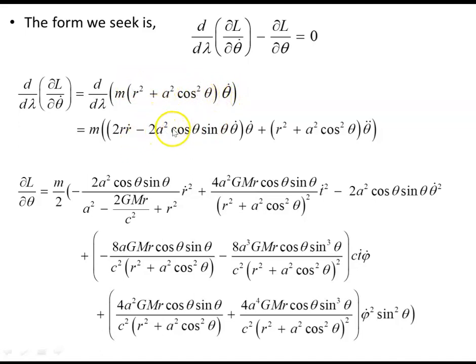So 2 times a squared cos θ, derivative of that is sin θ, there's a minus out front here, times the derivative of this, which is θ dot, and then times θ dot. And then this first bit here times the derivative of θ dot, which gives us θ double dot. So that's the left-hand part here.